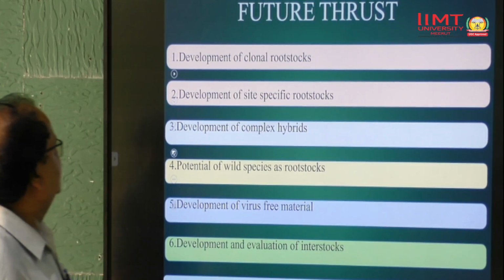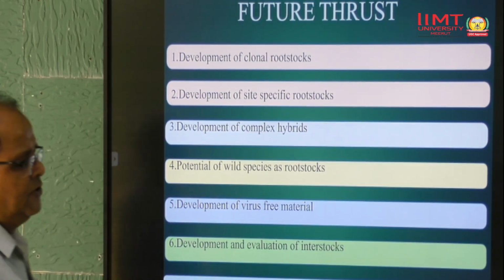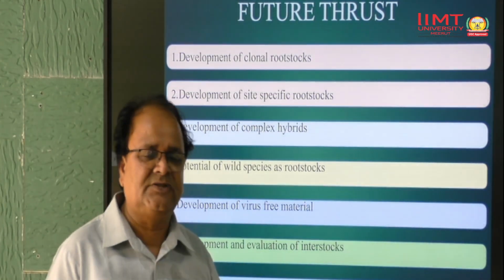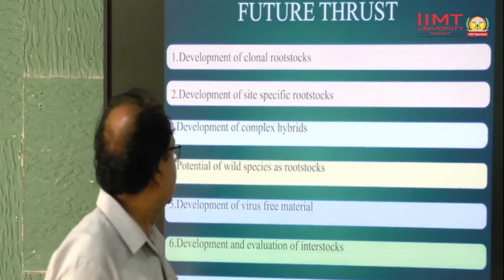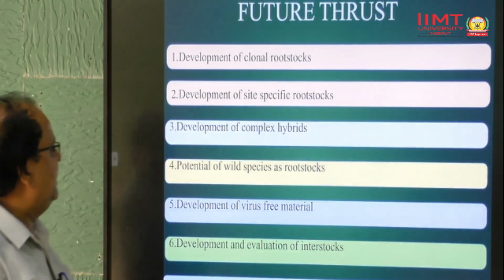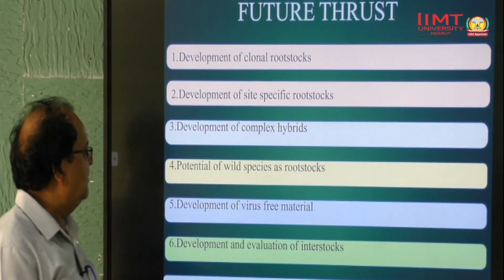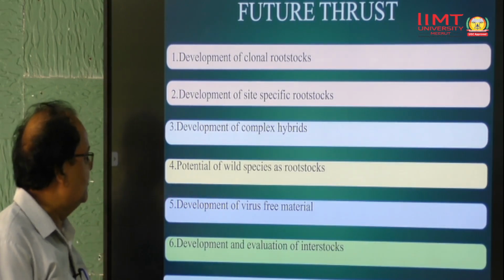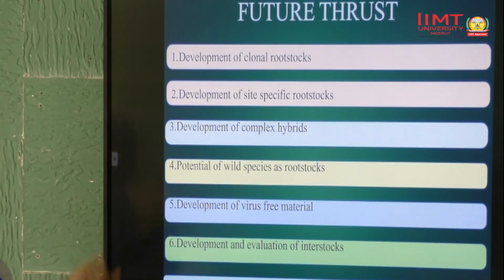So future thrust: the development of clonal rootstocks is essential for the best production in temperate fruit production. Second, the development of site-specific rootstocks in orchards. Development of complex hybrids, potential of wild species as rootstock, development of virus-free material, development and evaluation of interstocks, and development of techniques in molecular biology. These are the future thrusts needed for the development of this type of rootstock.